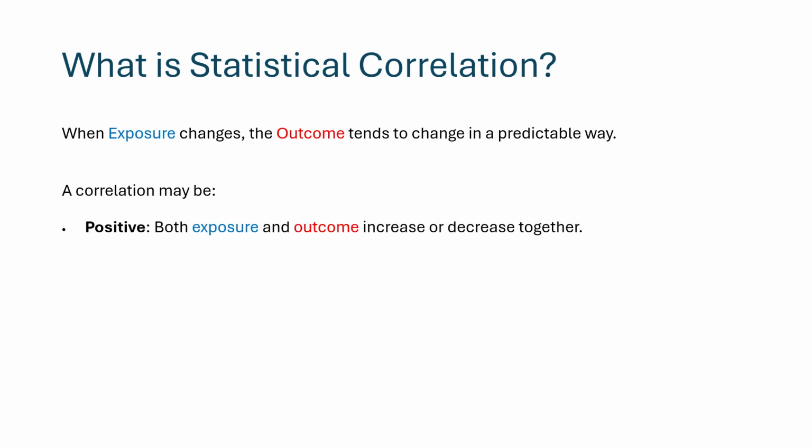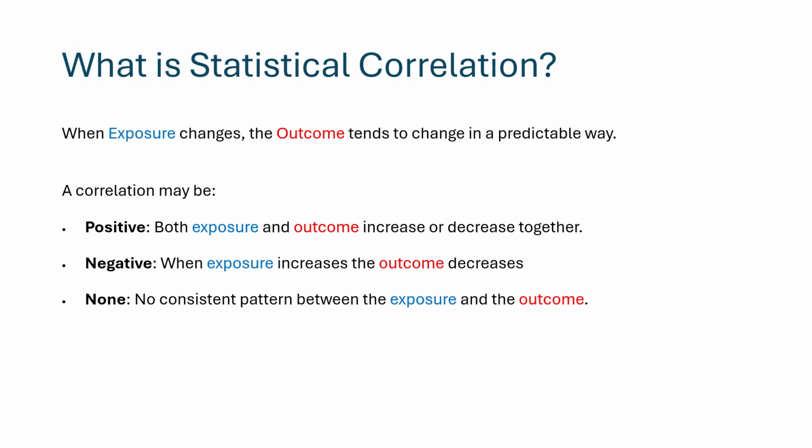A correlation may be positive when both exposure and outcome increase or decrease together. It is negative when exposure increases, the outcome decreases, and vice versa. And when there isn't any consistent pattern between the exposure and outcome, we would say that there is no correlation between the two.